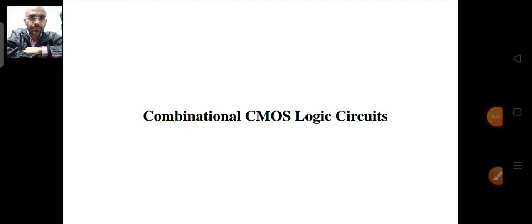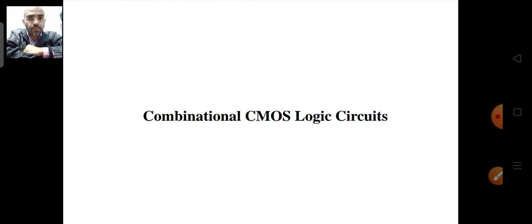So hello everyone, let's start the last unit of this course today. Up till now we have seen the static characteristics of the CMOS inverter and then the dynamic characteristics. Now let's move on to the combinational circuits, because the inverter is the basic building block of any combinational circuit or sequential circuit.